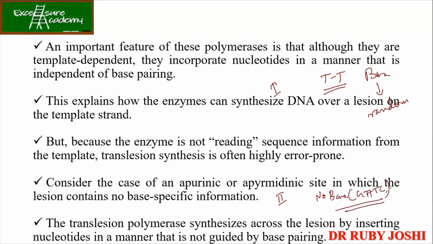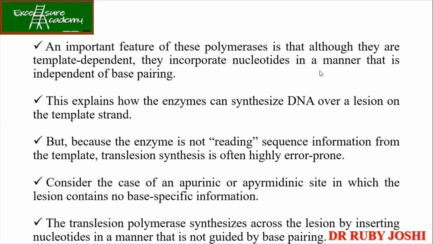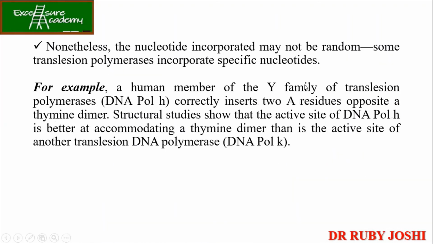GATC में से कुछ भी नहीं है, nothing is there. Now, how is it going to do? So they are going to insert nucleotides again, which is not guided by the base pairing. So again, it is just going to add the nucleotides randomly. Okay, so these are the two scenarios by which translesion DNA synthesis can tolerate the DNA damage and continue the DNA replication.